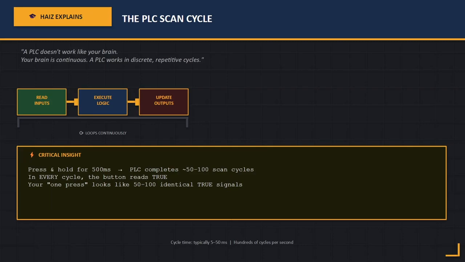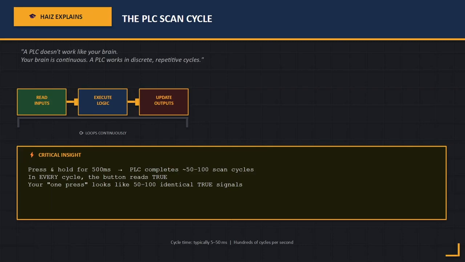Now, here's the critical insight for today. If you press and hold the button for, let's say, half a second, that's 500 milliseconds. In that time, the PLC might complete 50 or 100 scan cycles. And in every single one of those cycles, the button is true. The PLC doesn't see 1 press. It sees 50 or 100 identical true signals.